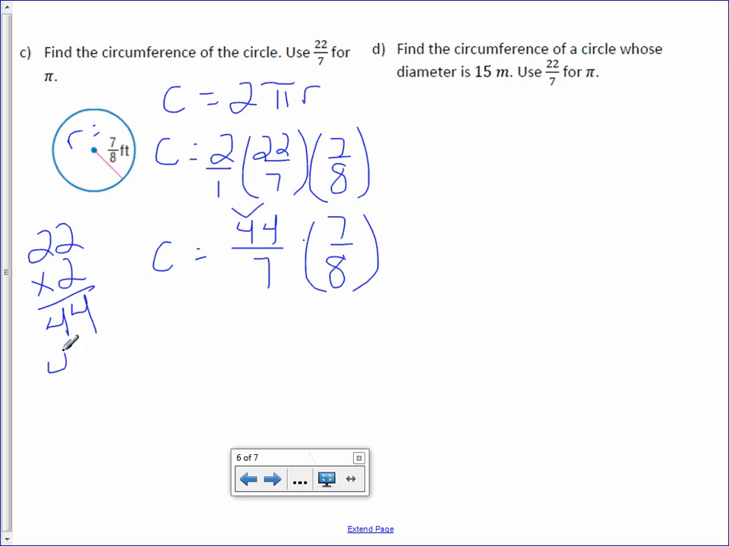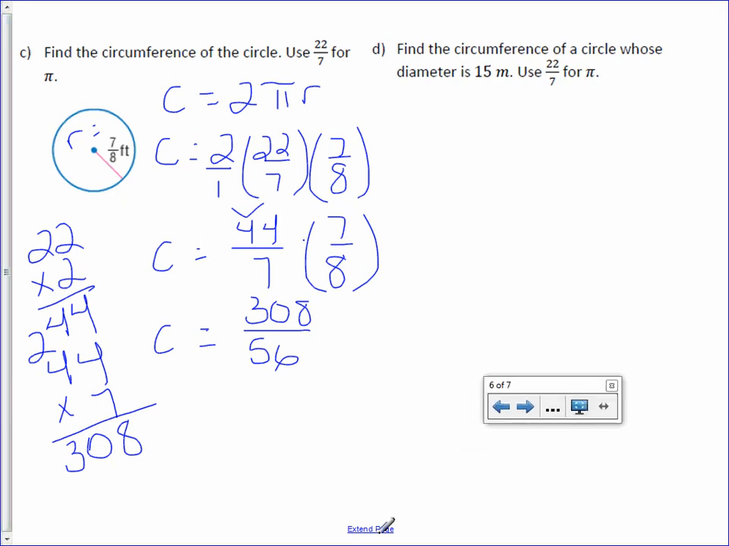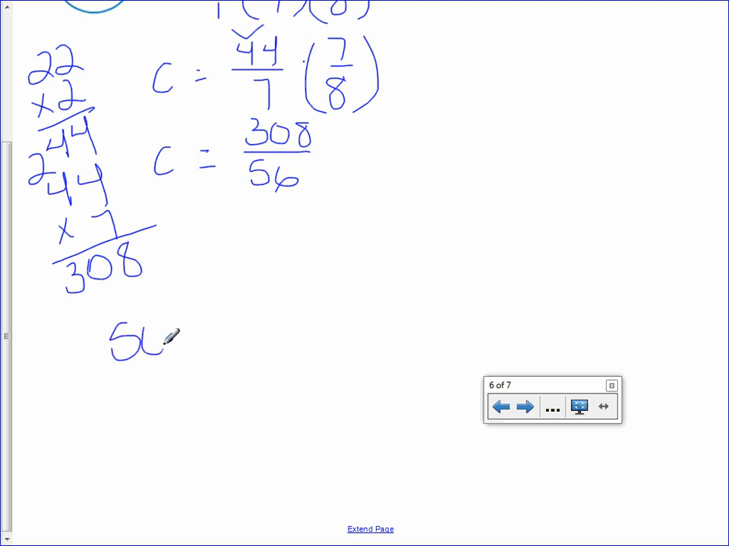So then we need to do 44 times 7. 7 times 4 is 28. Carry the 2. 7 times 4 plus 2 is 30. Circumference equals 308 is the numerator. And the denominator is 7 times 8, which is 56. Okay, fractions are division, so let's do the division. 56 into 308.